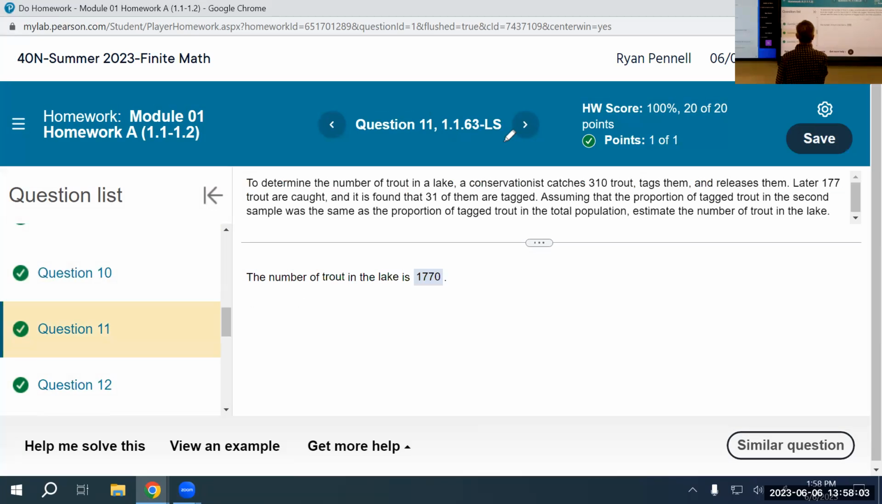Trout, I guess it's interesting, especially if you're a bear. To determine the number of trout in a lake, a conservationist catches 310 and tags them and releases them. Later, 177 trout are caught, and it's found that 31 of them are tagged. Assuming that the proportion of tagged trout in the second sample was the same as the proportion of tagged trout in the total population, estimate the number of trout in the lake.